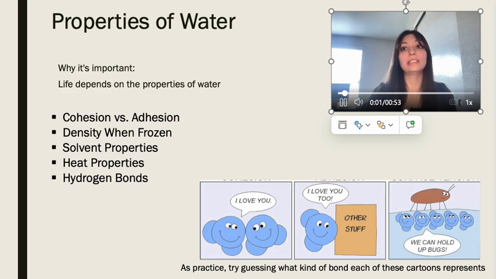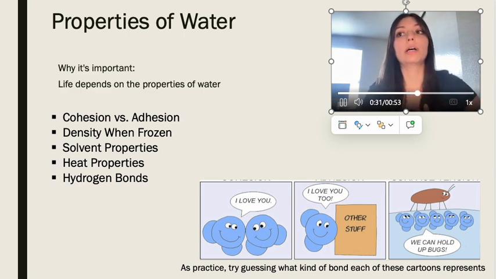So water really is one of the coolest molecules you'll ever learn about because of all of the properties that it has. So be sure that you know what each of its properties mean. What's the difference between cohesion versus adhesion? Why is water's density when it's frozen so important? What can it dissolve? What can't it dissolve? Just things like that. You'll want to know why water is so important.